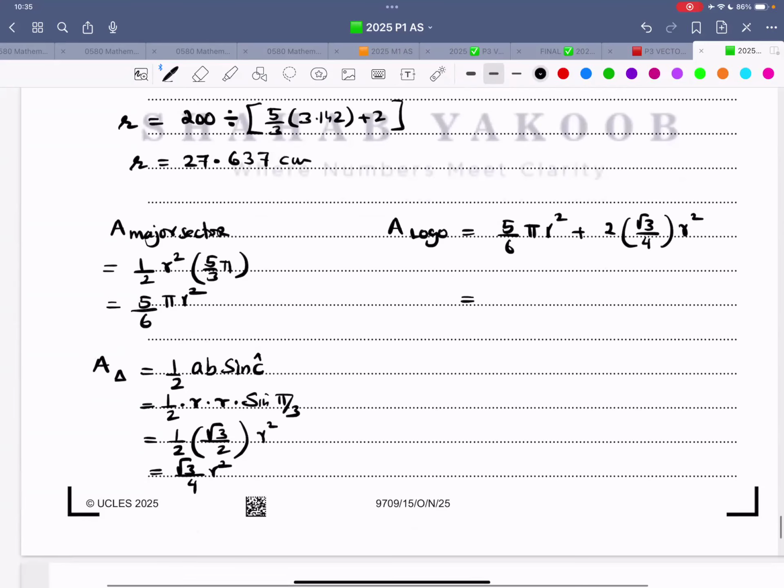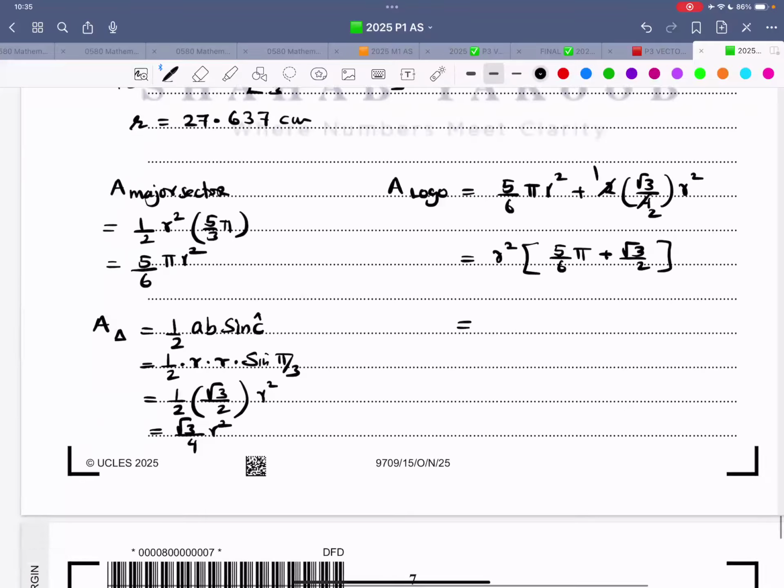So let me grab this out. 2 ones are 2, 2 twos are 4. I can simplify it, and let me just take r square common. That is 5 over 6 pi, and this one is √3 over 2, and this is r square.